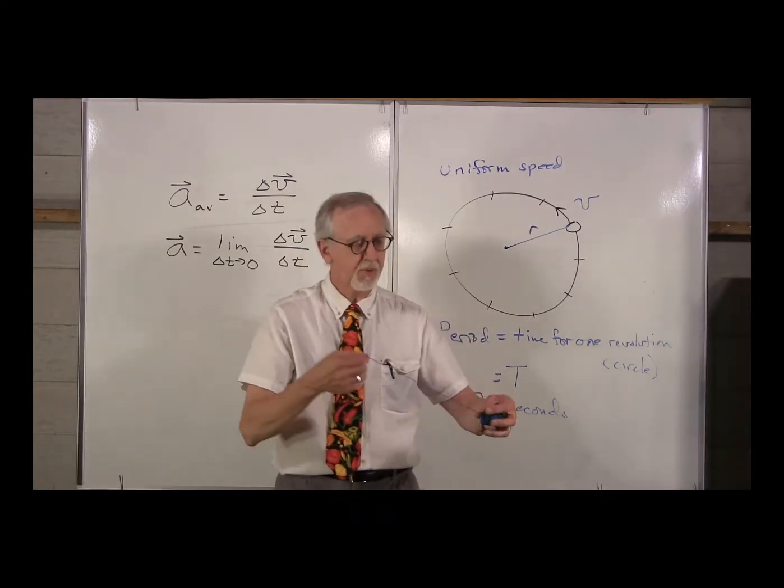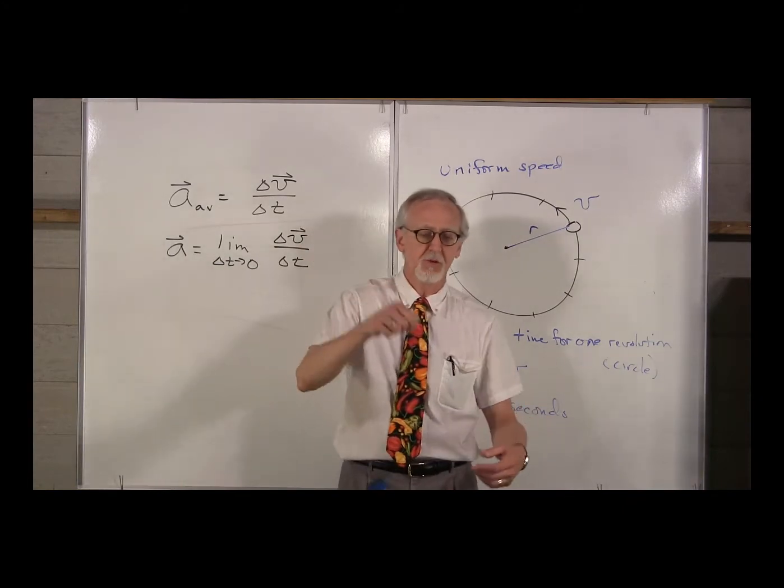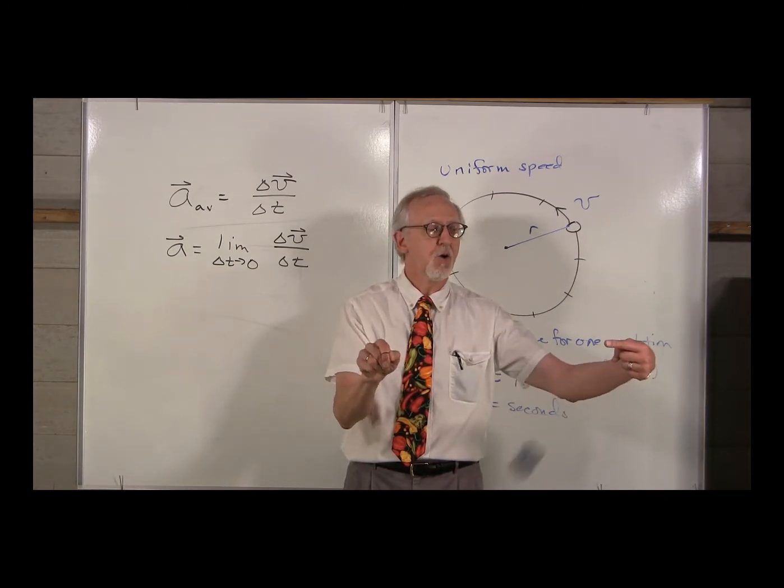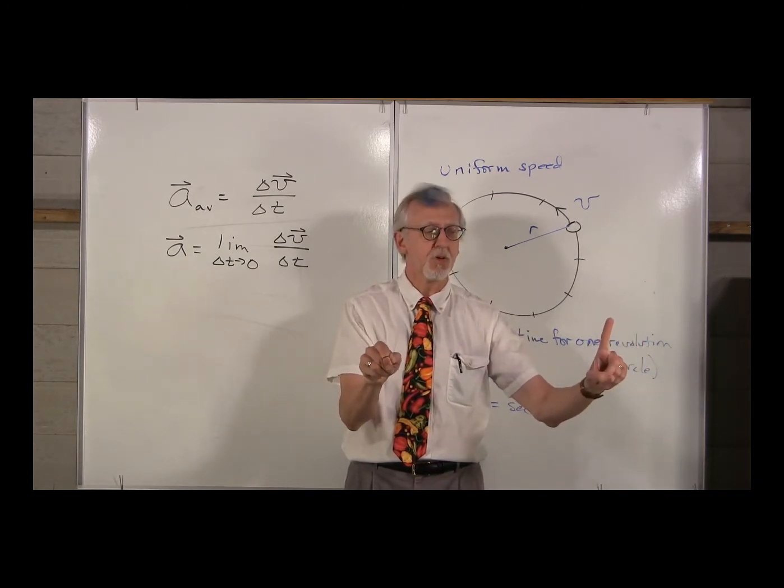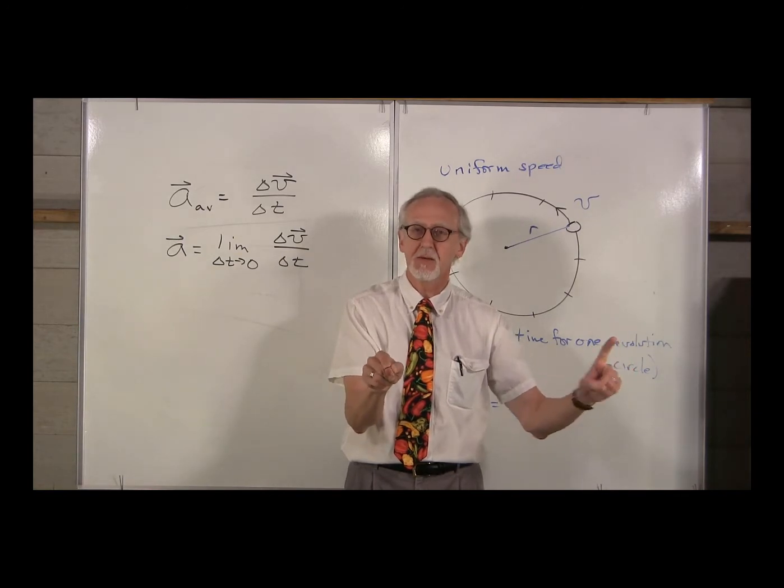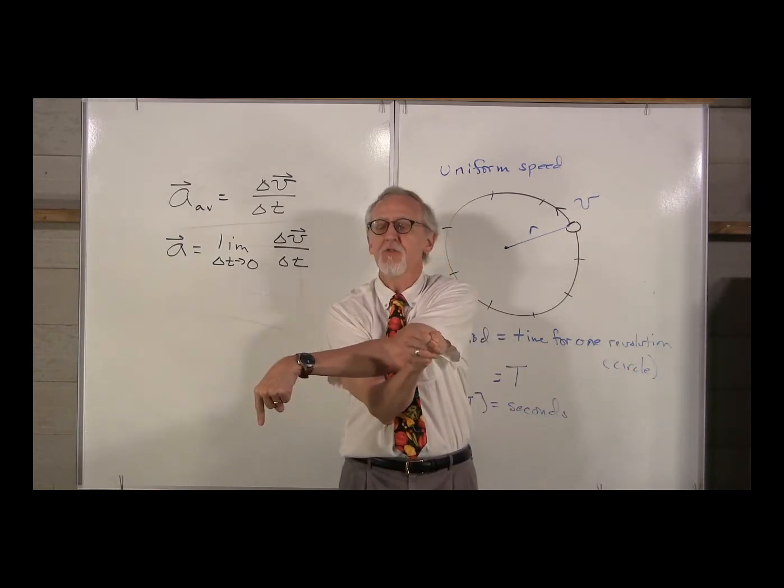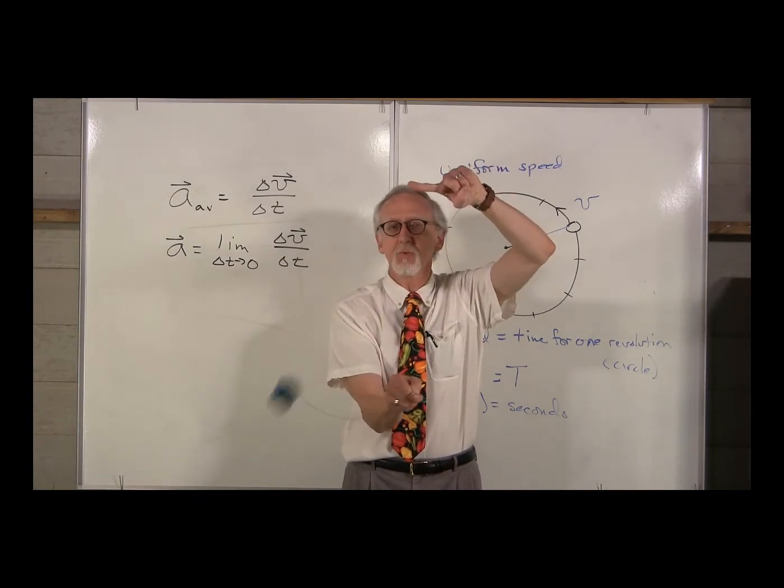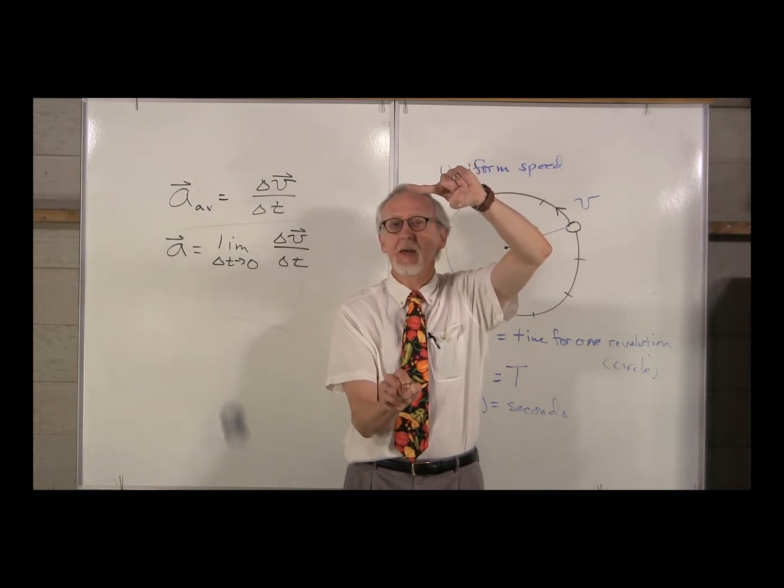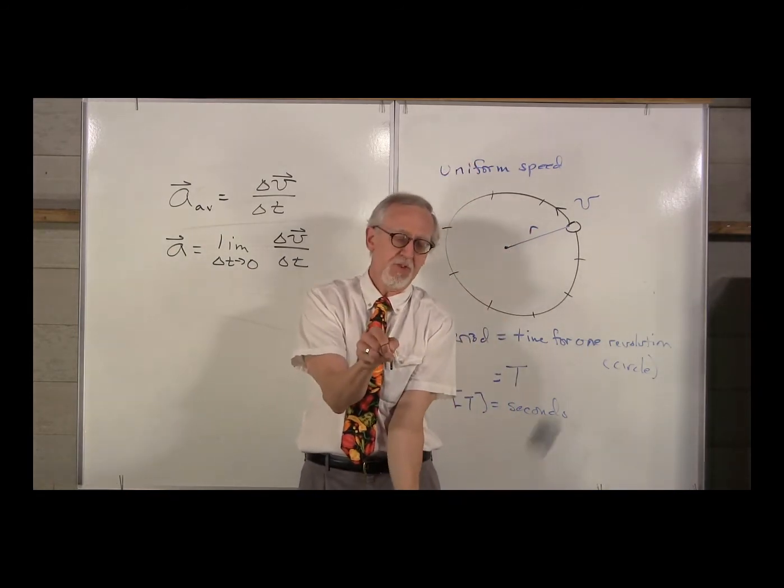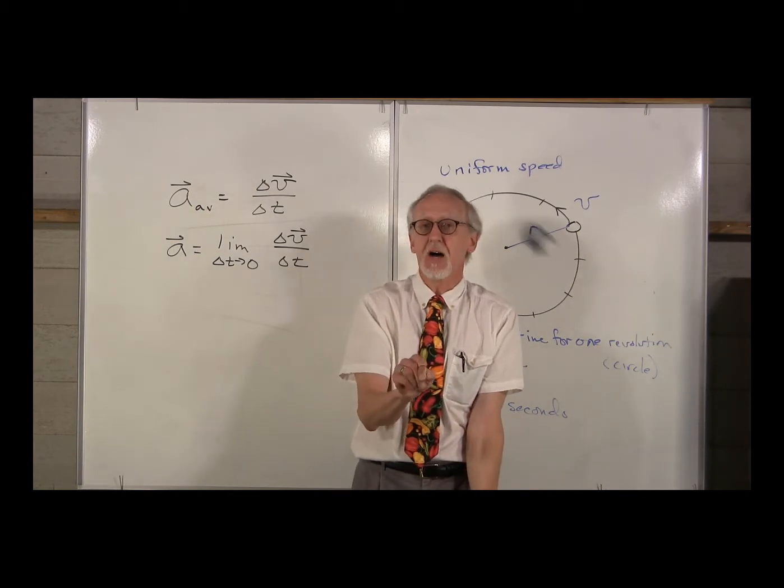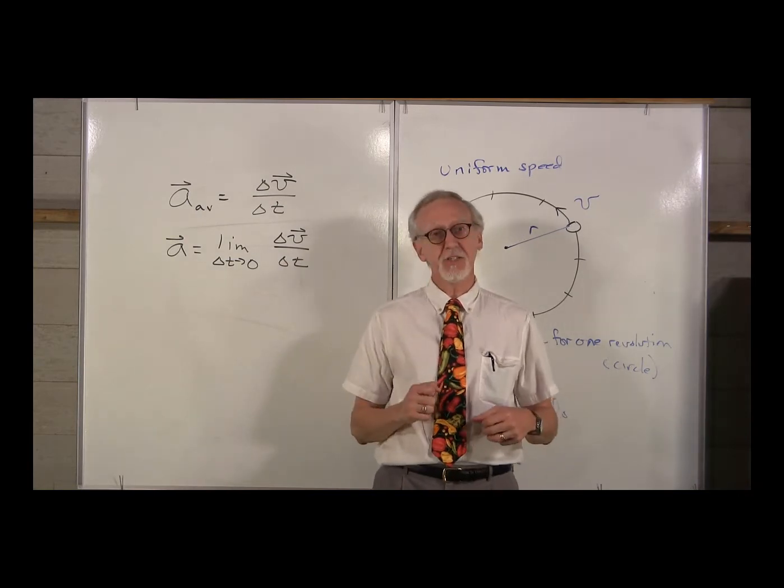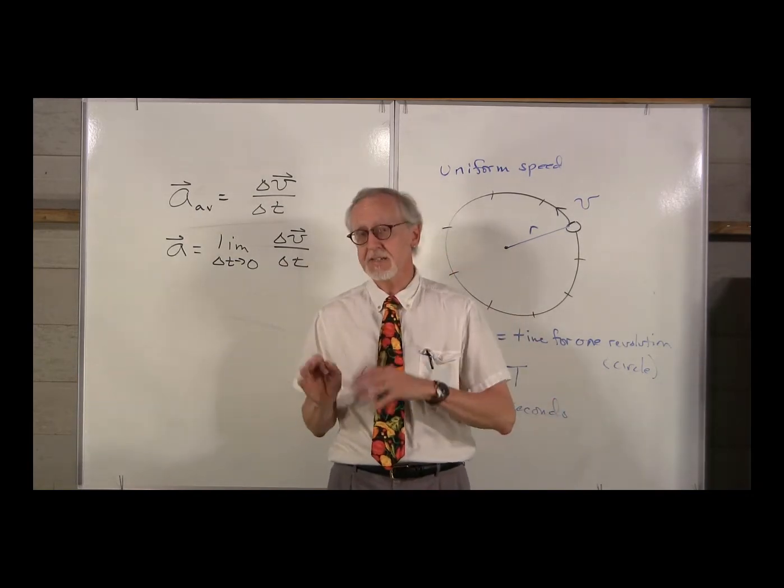Let me give you an example of uniform circular motion, or approximately uniform circular motion. If we think about the motion of this ball, over here, when it passes this point, it's moving upwards. That's the direction of the velocity. When it's at this point over here, it's moving downward. The direction is different. When it's up here, it's moving this way. It's moving this way. When it's down here, it's moving this way. So the direction of the velocity is changing. If the direction is changing, the velocity is changing. And if the velocity is changing, there's an acceleration.